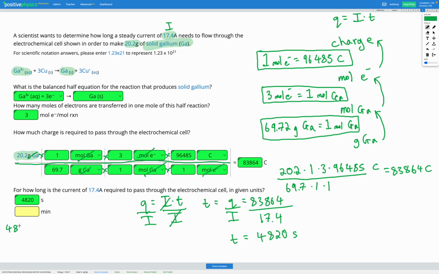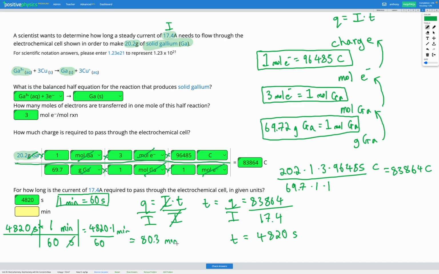So we've got 4,820 seconds. We use the conversion factor 1 minute is equal to 60 seconds. So we can set up our dimensional analysis table. Seconds is going on the bottom, so it will cancel out. Minutes is going on the top. We know 1 minute is equal to 60 seconds. We're going to multiply everything on the top and divide top by bottom. Seconds will cancel, leaving us with 4,820 multiplied by 1 divided by 60 minutes, which gets us an answer of 80.3 minutes. So we can go ahead and fill that out here.